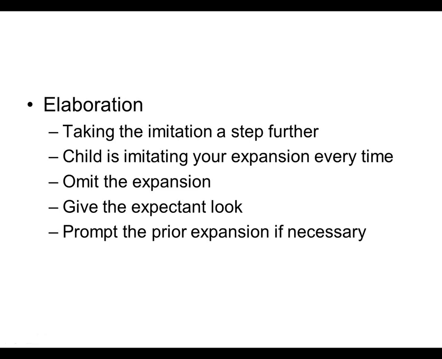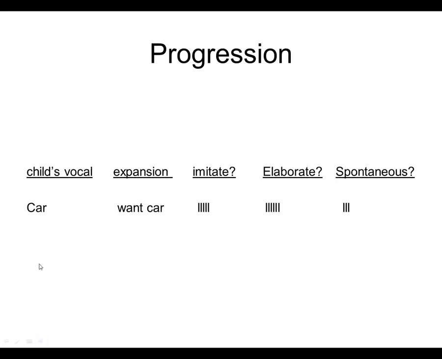So here's a little visual, for those of you that are visual learners, because I know I am. You've got your child's vocal, that's your spontaneous vocal, they said "car," and then you go to your expansion, "want car." And I saw by my data, wow, every time I expanded with "want car," they imitated, and I've got like 5 times.